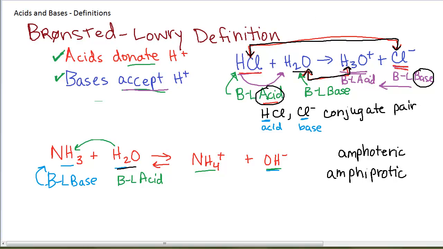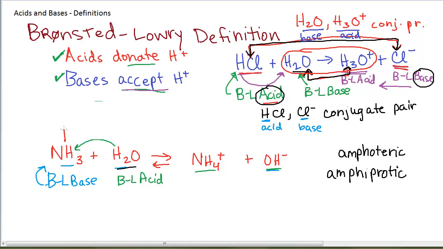If I look at the other conjugate pair in this reaction, it's H2O and H3O+. This is also a conjugate pair. In this case, they both have hydrogens, but H3O+ has an extra one. H3O+ is the conjugate acid, H2O is the conjugate base, which is exactly how I labeled them in this reaction. If we come down here to this bottom reaction, we can go through the process of labeling it.